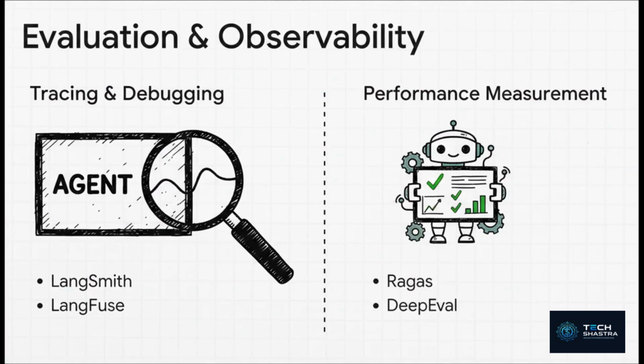So you've built an agent. How do you know if it's actually any good? You have to test and monitor it. This is where observability tools like LangSmith and Langfuse are your best friends. They let you see the exact step-by-step thinking your agent went through, which is a lifesaver for debugging. Then you can use evaluation frameworks like Ragas or DeepEval to put an actual score on its performance.